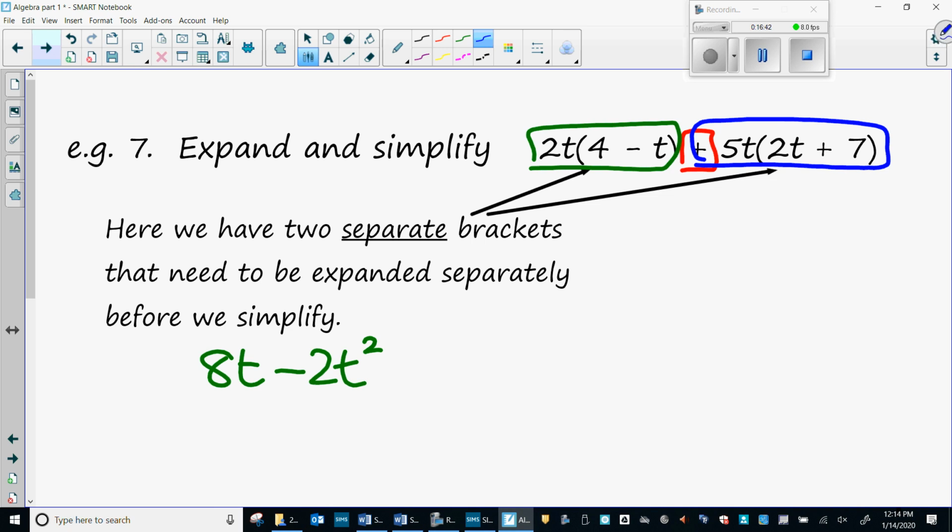Amber, what's positive 5t multiplied by 2t? 10t squared. You're multiplying it. 10t squared, okay? Is that positive or negative? Positive, good. So we're going to write plus 10t squared. So that's the first term. So Amber, you can keep going. We've now got positive 5t multiplied by positive 7. So what is it, plus or minus? Plus. Good.